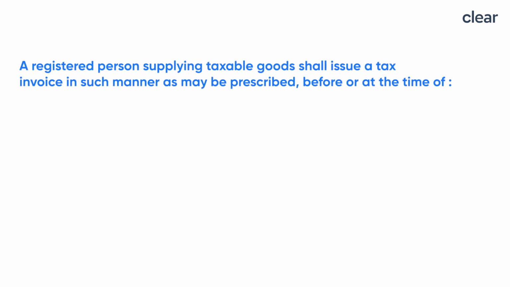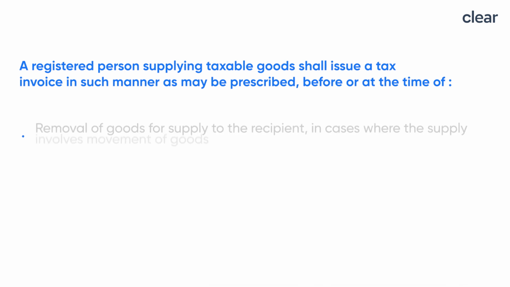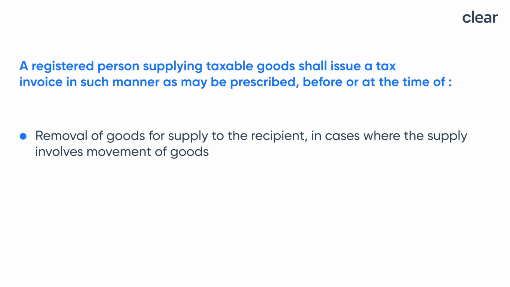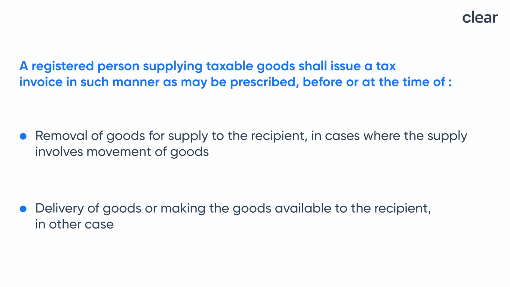Before I give you an example, let's take a look at what section 31(1) of CGST Act says. A registered person supplying taxable goods shall issue a tax invoice in such manner as may be prescribed before or at the time of number 1, removal of goods for supply to the recipient in case where the supply involves movement of goods, or number 2, delivery of goods or making the goods available to the recipient in other cases. This means that the last date for supplier to issue an invoice in case of supply of goods is before or at the time of removal of goods or at the time of delivery, depending on whether the transaction involves movement of goods or not.